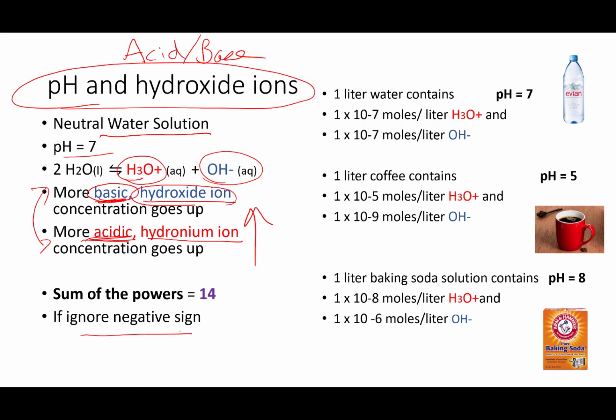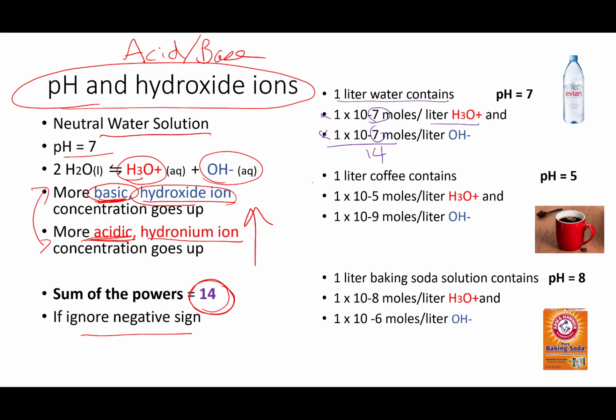If you ignore the negative sign, the sum of the powers add up to 14. Let me show you what I mean. If we have 1 liter of pure water, it's going to contain 1 times 10 to the negative 7 moles of hydroniums and 1 times 10 to the negative 7 moles of hydroxides. If you add the 7 and the 7, 14.